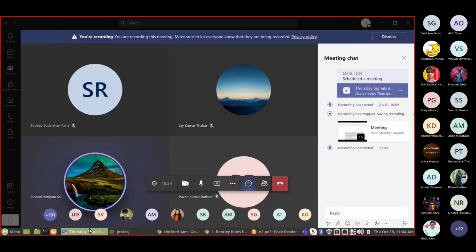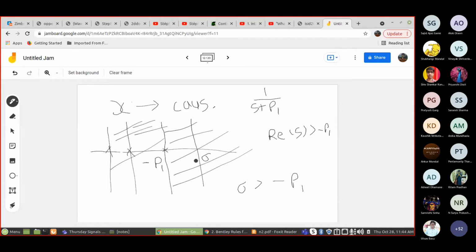So causal means the x of t should be 0 when t is less than 0, right? Here you are saying that x of t is causal, so shouldn't the minus p1 be greater than 0? If not, x of t cannot be causal. Wait, which one are you referring to? This figure? Which figure?